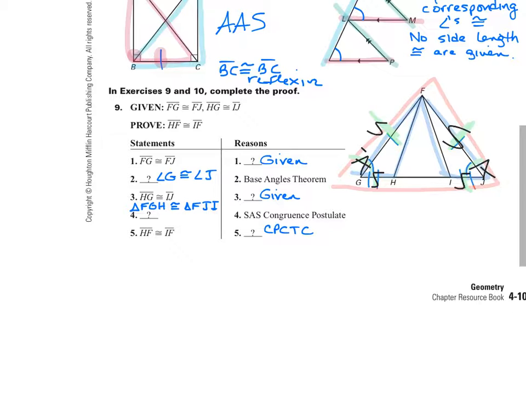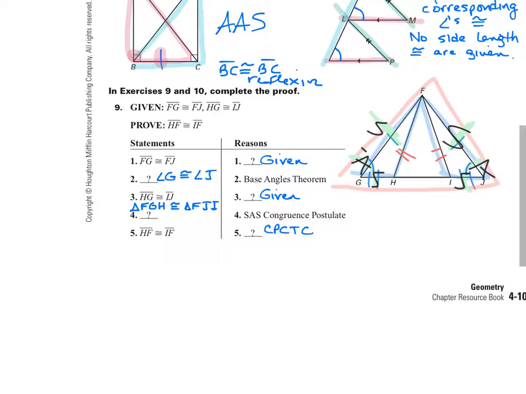And then this piece that doesn't have a congruency mark, HF congruent to IF, by CPCTC. Because it's part of the triangle I just proved congruent, but it didn't have a congruency mark. So the base angles theorem, it's really just going to be a reason that's inside the proof, not the last step of the proof?